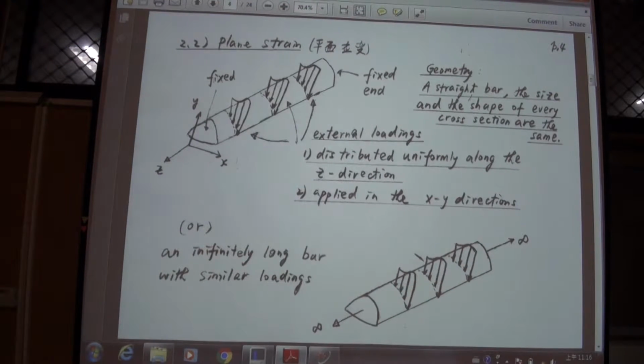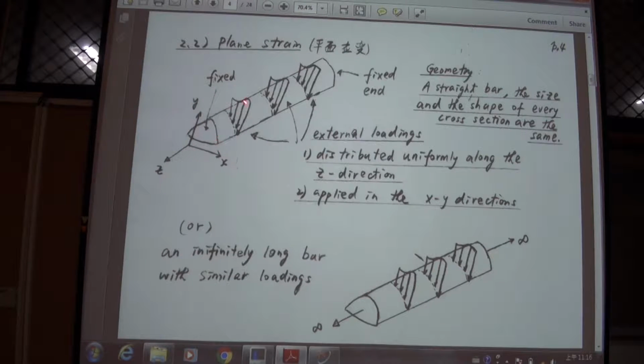In this section, we talk about the plane strain situation. We consider a very long structure, a straight bar, and at the two ends of this straight bar, they are fixed. The coordinates x, y, z are arranged like this, and along the straight bar is the z-axis.